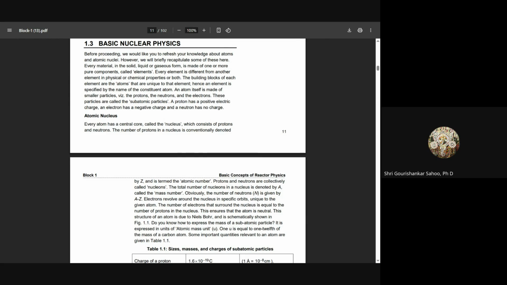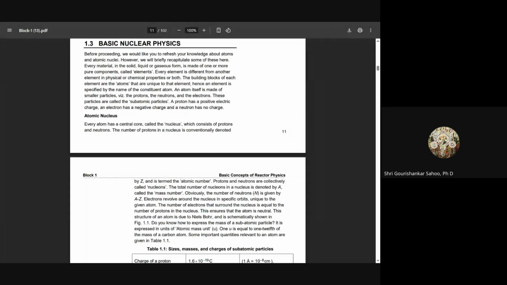Electrons revolve around the nucleus in a specific orbit and are negatively charged. The number of electrons that surround the nucleus must be equal to the number of protons in the nucleus to make it having zero charge, or electrically neutral.